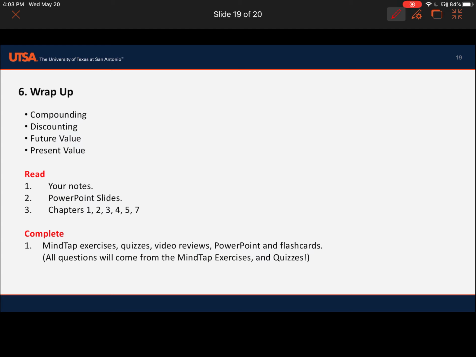So in this session, we learned what compounding is, the calculation of discounting, and we learned the formulas of future value and present value. Please read your notes, PowerPoint slides, and all the chapters from 5 to 7. And please solve the MindTap exercises, all the sources, including quizzes, video reviews, PowerPoint slides, and flashcards. All the exam questions and quiz questions will come from MindTap exercises, quizzes, and of course, the book. Thank you for your attention.